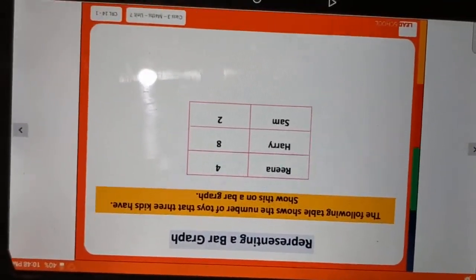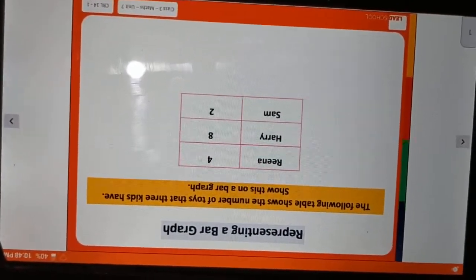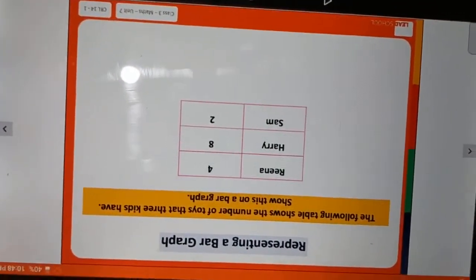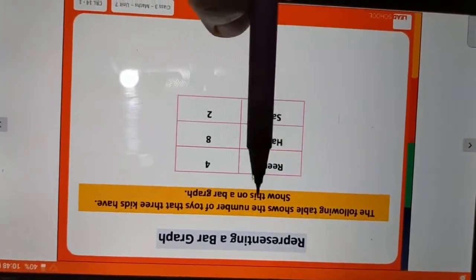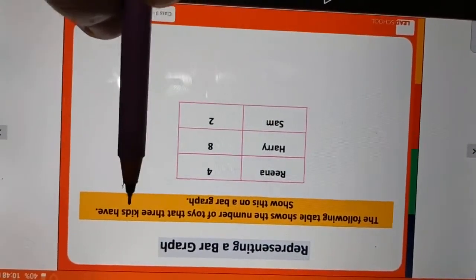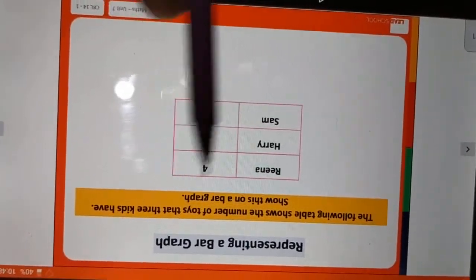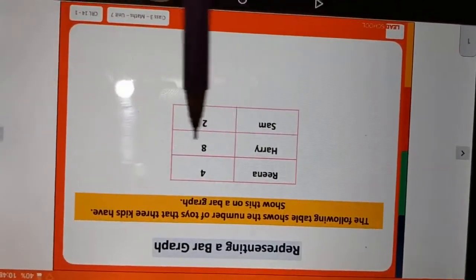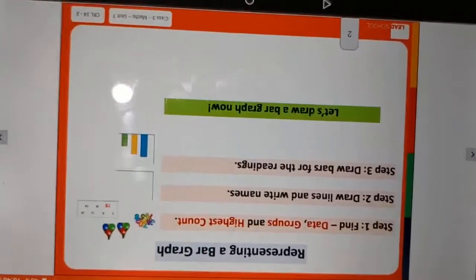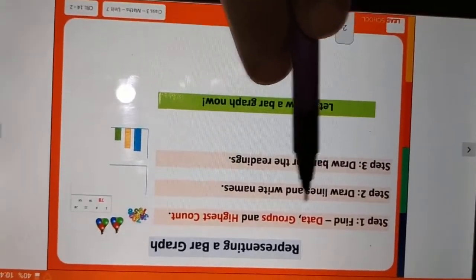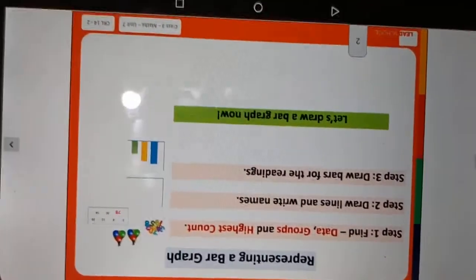Okay students, representing a bar graph. How to represent the bar graph? The following table shows the number of toys that 3 kids have. Show this on a bar graph. Reena 4, Hari 8, Sam 2. How do we show that? Find the data, group and highest score.